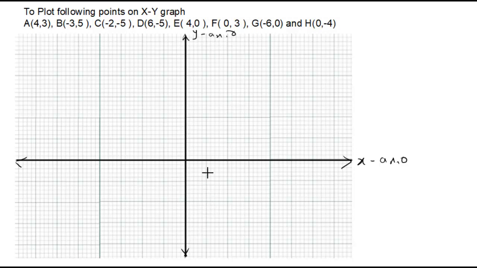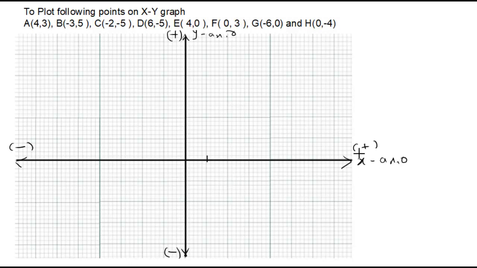Now you have to put the numbers here, the coordinates. This is the positive side, this is the negative side, this is again the positive side, and this is again the negative side. So this is the positive y-axis, this is the negative y-axis, this is the positive x-axis, and this is the negative x-axis. Now we have to decide the coordinates first.